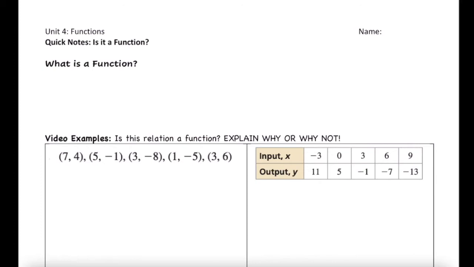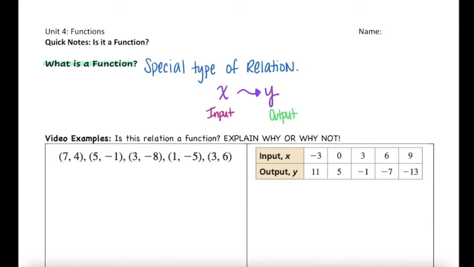So before we begin, we have to answer this question: what is a function? A function is a very special type of relation. As we recall, a relation is what maps a specific input x to a specific output y. What a function tells us is that each input x has its own unique output y.